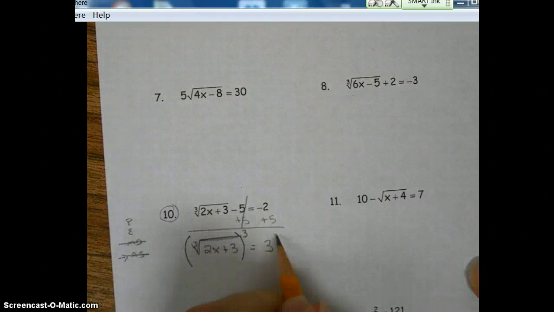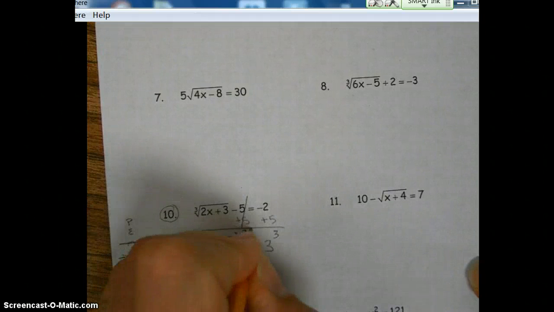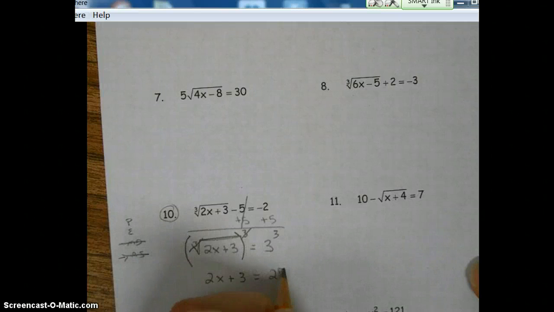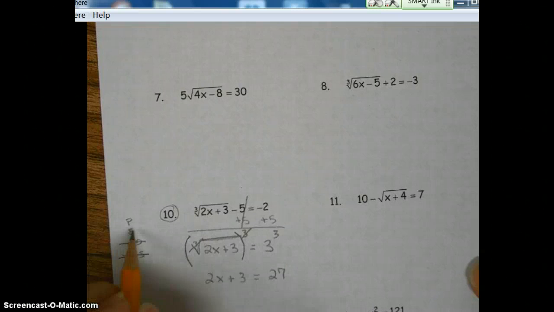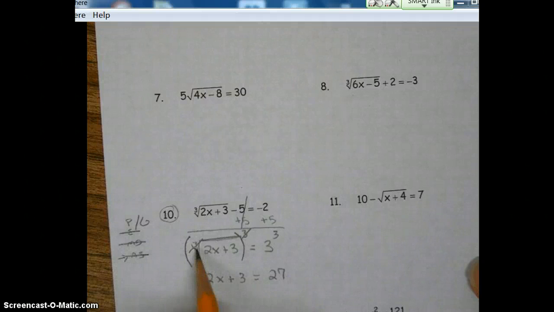So what you do to one side, you do to the other side. So the root and the power cancel. So we get 2x plus 3 equals 27. Okay? So we took care of that. Next thing we do is we do whatever is inside the parentheses or grouping symbol. Remember that sometimes I use a G here for grouping symbol, and our grouping symbol was the radical. So we're going to do what's inside this radical next.